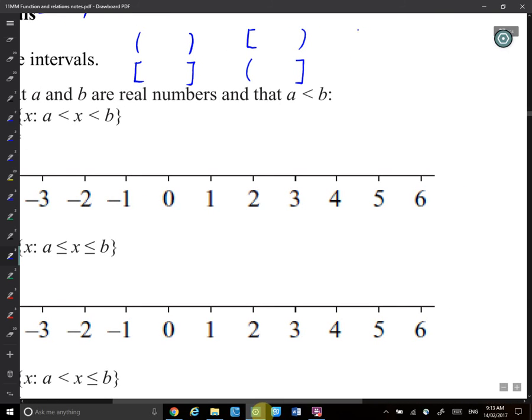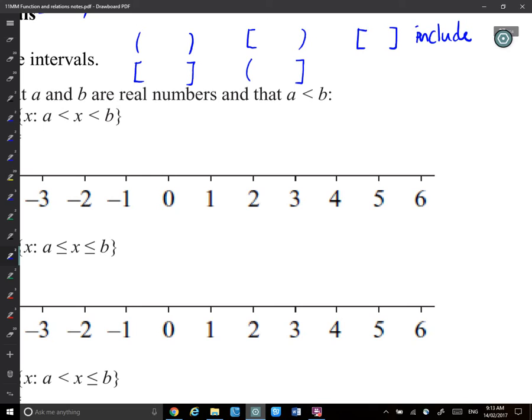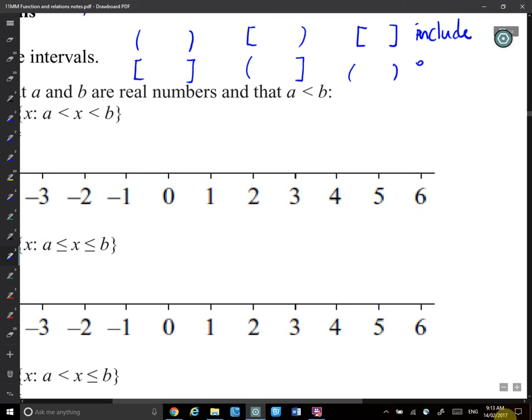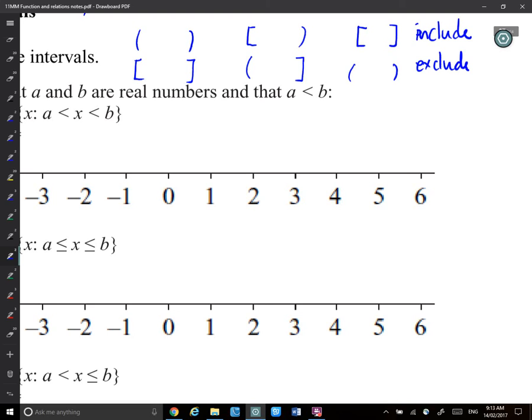A square bracket means include, so those two endpoints can be included. For example, if I want the numbers from 2 to 3, I use square brackets, so 2 is in and 3 is in. If I use a round bracket, it means exclude. I don't have those endpoints: not including 2, not including 3.